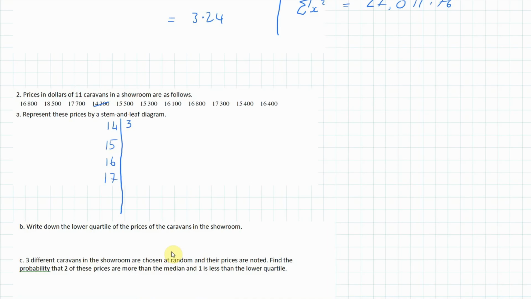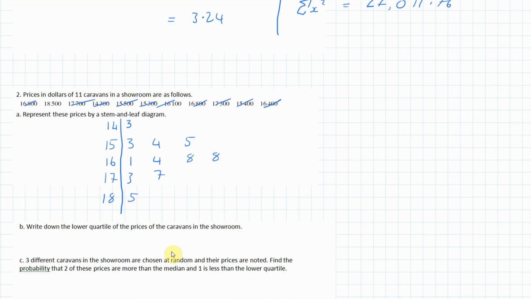Is there any other 14s? No, let's go to the 15s. There's a 15.5 and a 15.3 and a 4. So 3, 4, 5. And then we go to the 16s. We've got a 16.100, a 16.400, and then a 16.800. Like so. And then we've got a 17.3 and a 17.7.